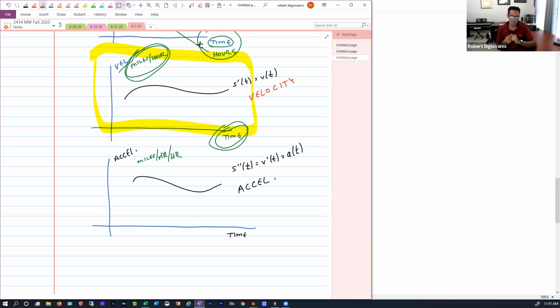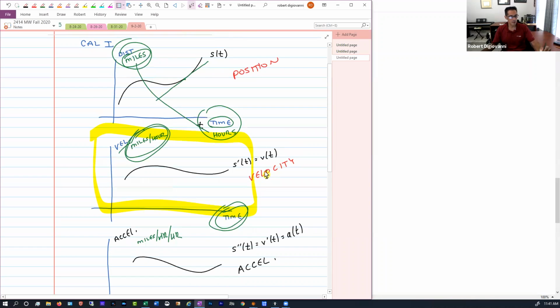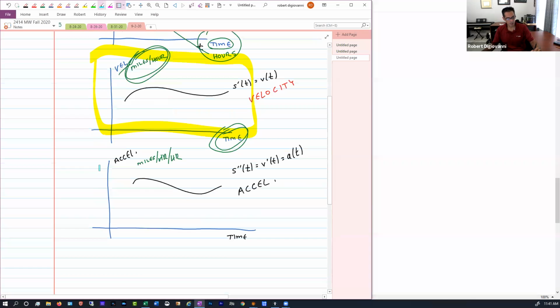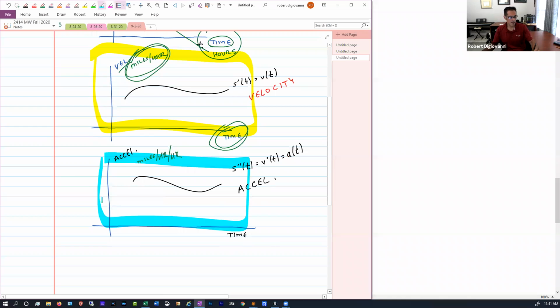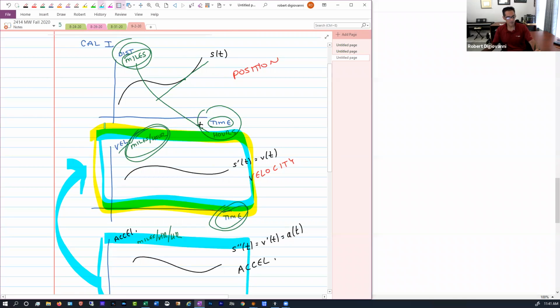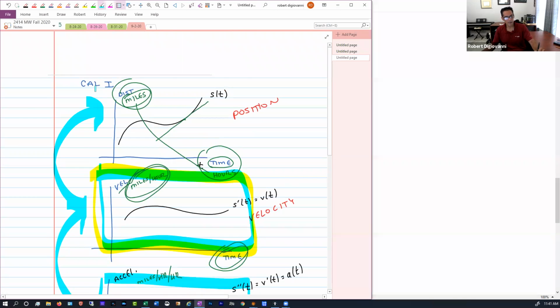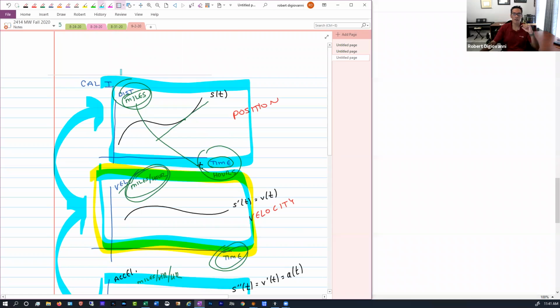Okay, so that's Cal 1. Cal 2, now that we know antiderivatives, we should be able to start with an acceleration function, go back up to the velocity function by taking the antiderivative, and then once we get the velocity function, we should be able to go back up and recover the position function, right? Because we have the antiderivative now.